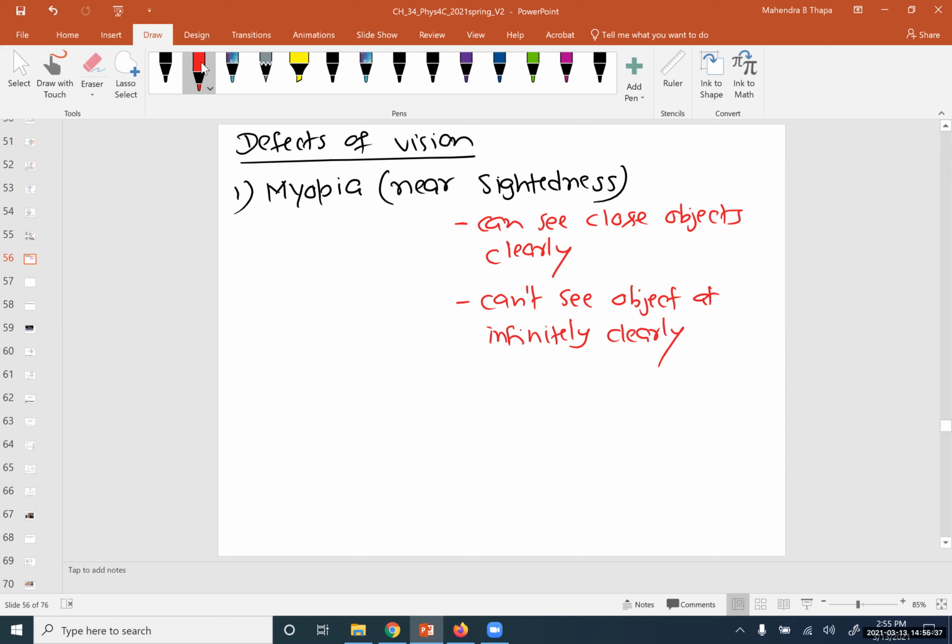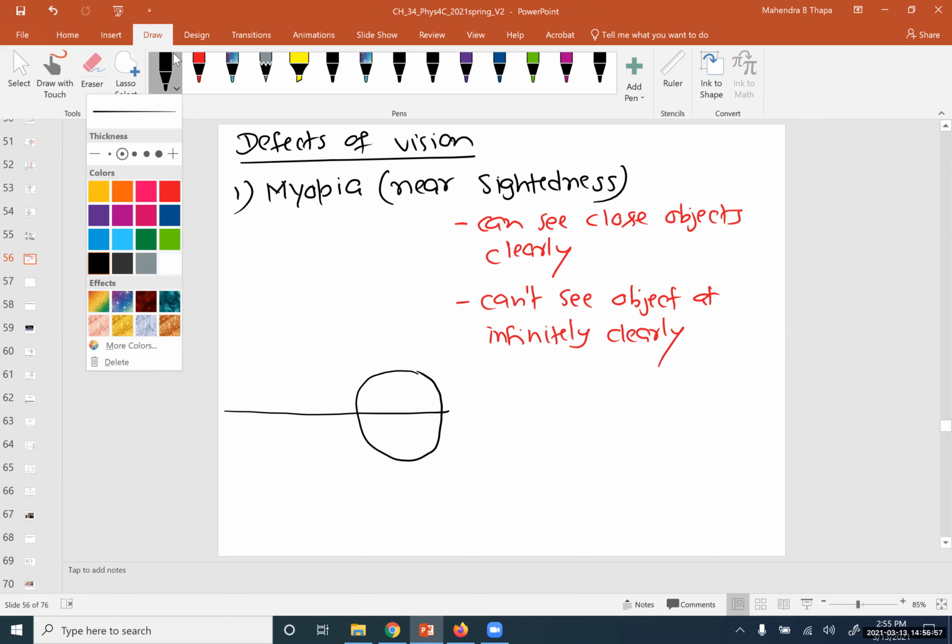If you draw that picture, we can say that for the person who has this kind of defect, I'm drawing the ray for the eye. Let's say the person's eye is just like this, and this is the eye lens.